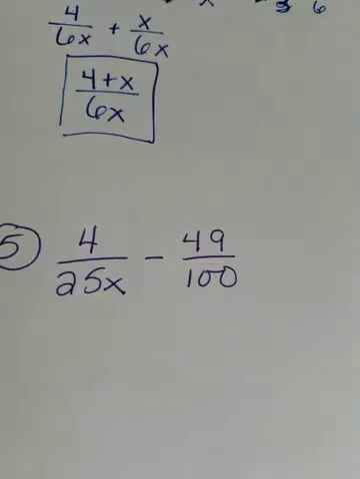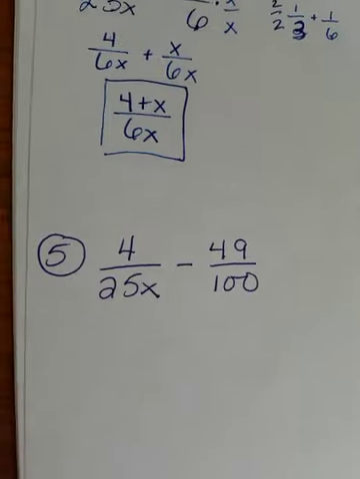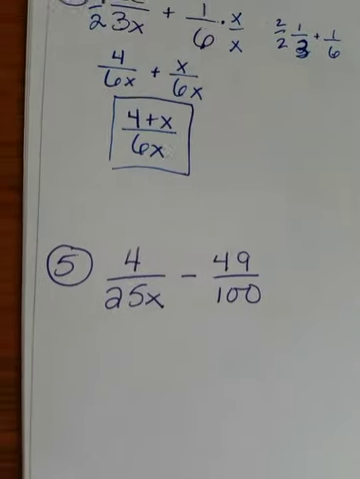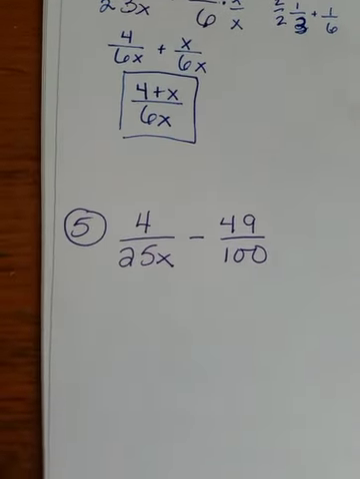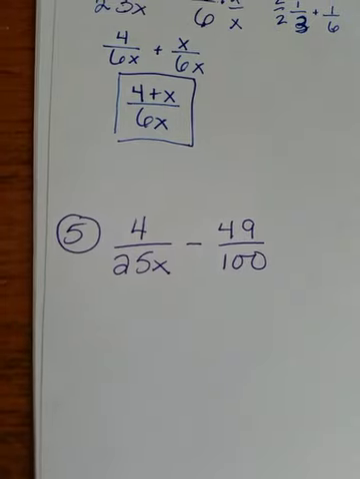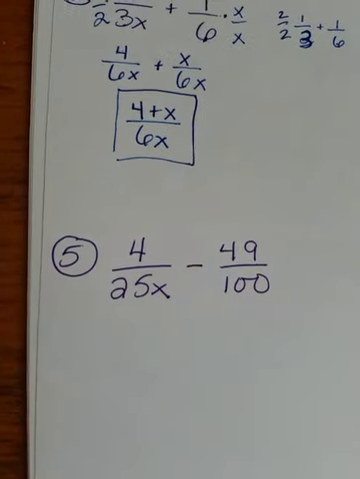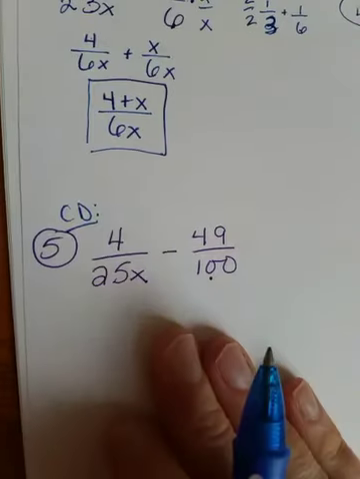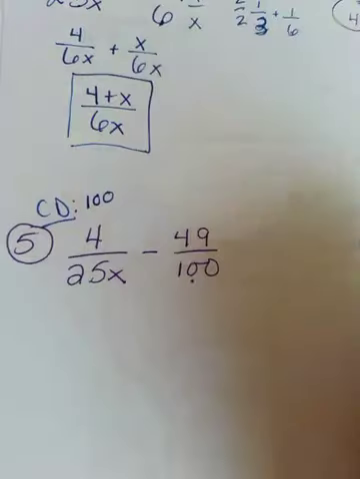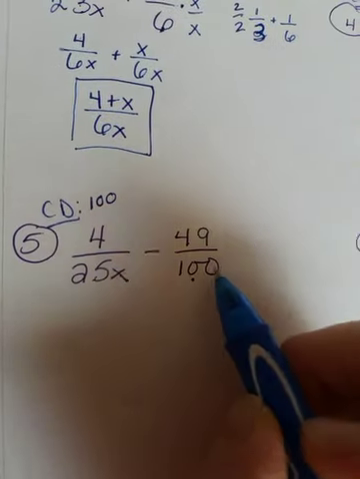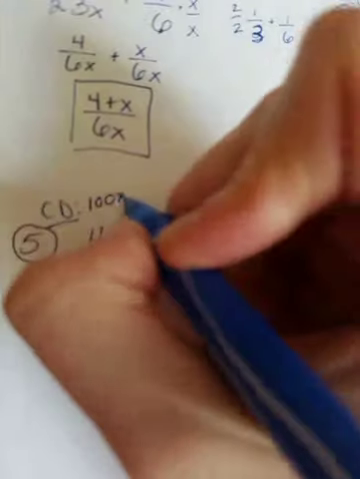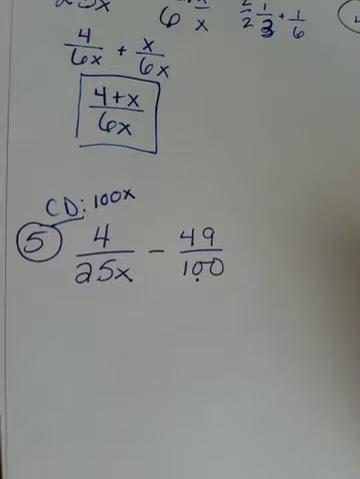Okay, let's move on. Number 5. So for this one, some people might opt to simplify. Actually, you can't. 4 and 25. I don't know what I was thinking. So neither of these fractions can be simplified. So let's look at our common denominator. Look at the numbers first. 25 and 100. What's the least common multiple of 25 and 100? What's the smallest number they both go into? The answer is 100. Now let's look at the variables. This one has an x, this one doesn't. So you need an x in your common denominator.